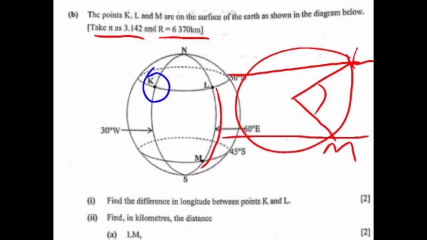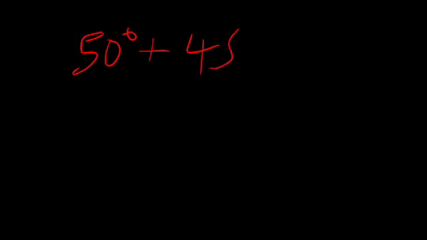The latitude where L is lying is 50 degrees north, and the latitude where M is lying is 45 degrees south. So I'm going to say 50 degrees plus 45 degrees. That is going to give me 95 degrees. Therefore, this is what I will use for my angular difference.